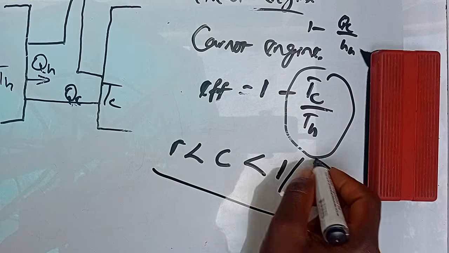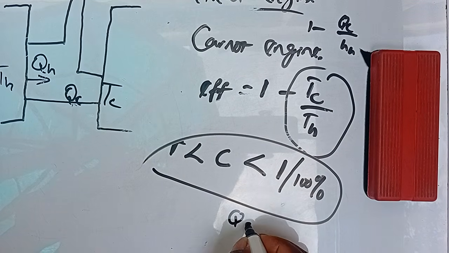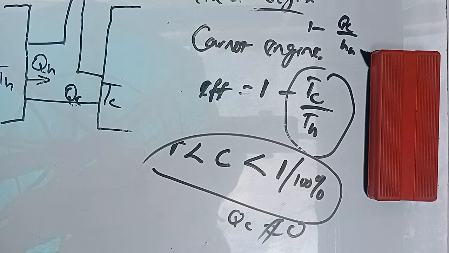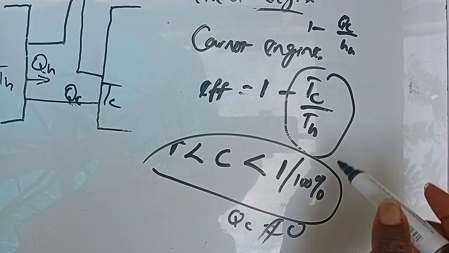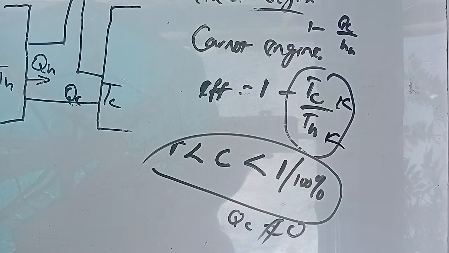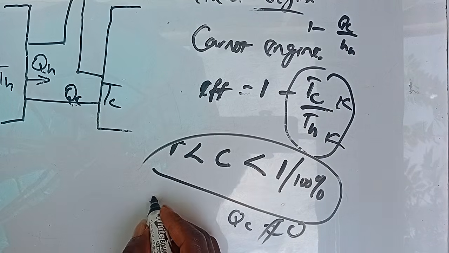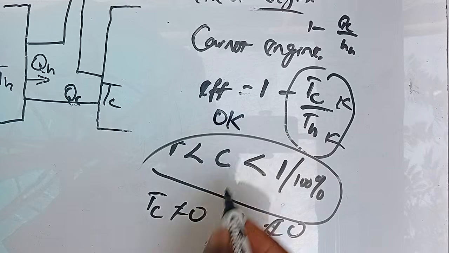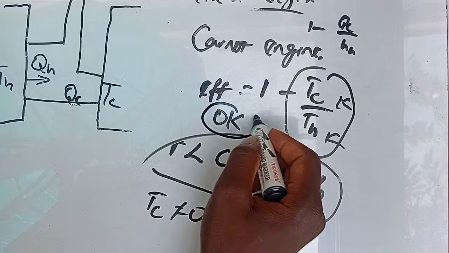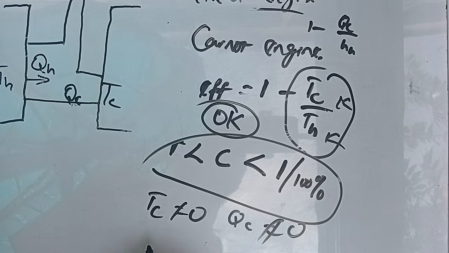For a perfect engine, QC equals 0, but this is not possible. So a perfect engine does not exist. And one thing you need to take note of, please: these temperatures must always be in Kelvin. If not, you are wrong. They must always be in Kelvin. And TC can never be 0. Why? Because under the law of thermodynamics, it's not possible for you to obtain 0 Kelvin. So TC can never be 0.